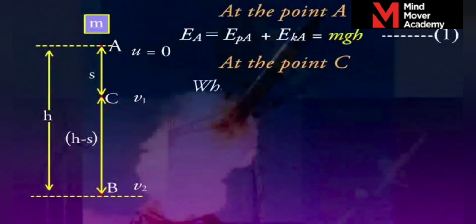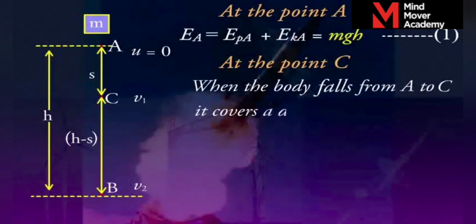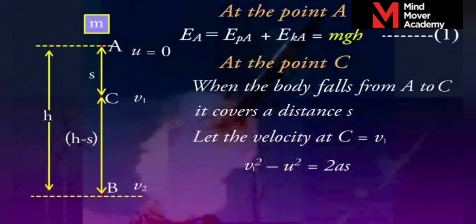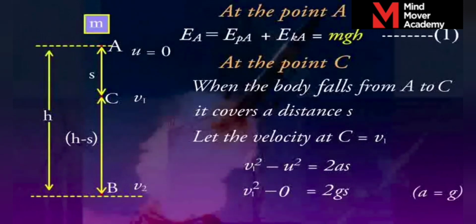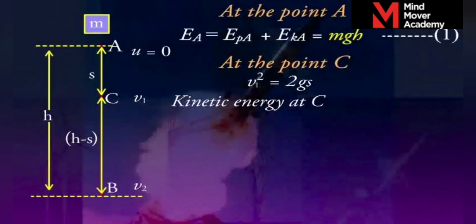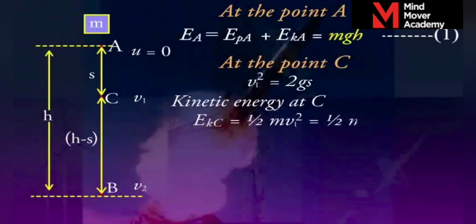Point C. When the body falls from A to C, it covers a distance s. The velocity at C is equal to v1. Using the equation of motion, we get v1 square minus u square is equal to 2as. v1 square minus 0 is equal to 2gs. Energy at C. EKC is equal to half mv1 square, which is equal to half m into 2gs, which is equal to mgs.